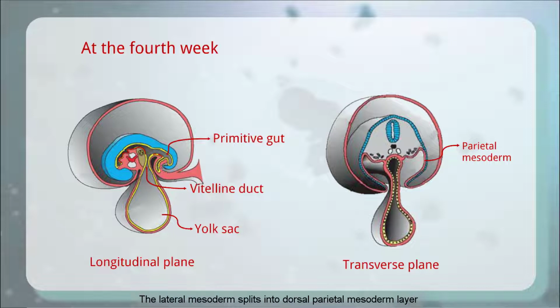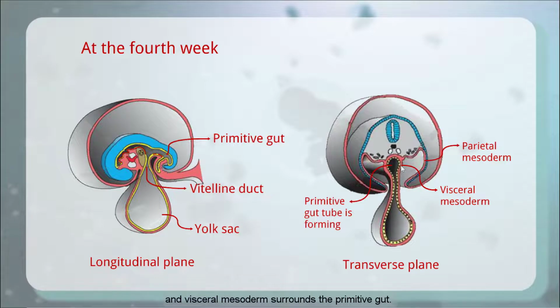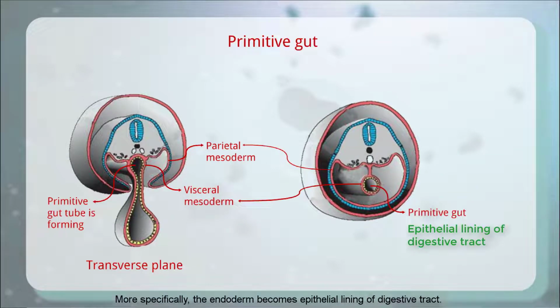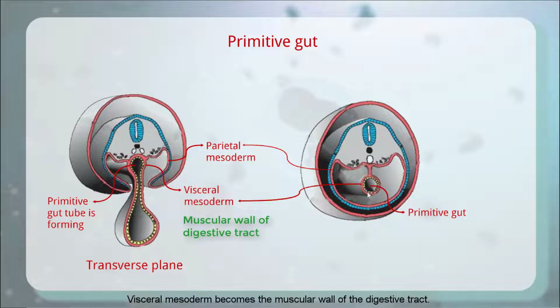The lateral mesoderm splits into a dorsal parietal mesoderm layer and a ventral visceral mesoderm layer. Parietal mesoderm forms the chest and abdominal wall, and visceral mesoderm surrounds the primitive gut. More specifically, the endoderm becomes the epithelial lining of the digestive tract. Visceral mesoderm becomes the muscular wall of the digestive tract.